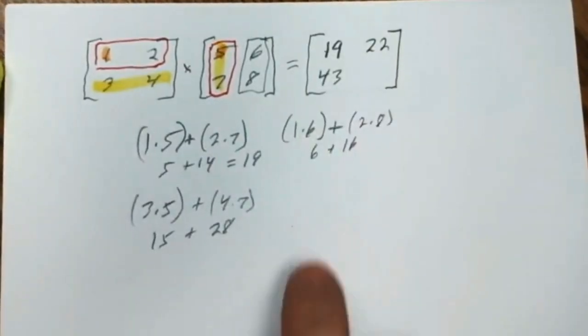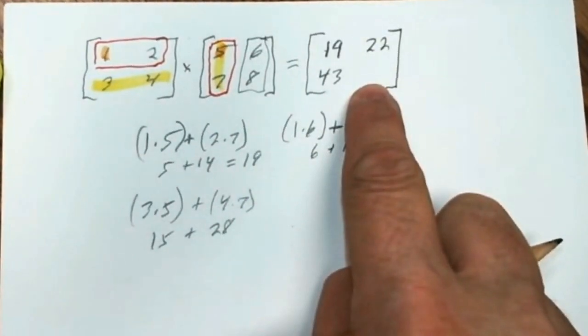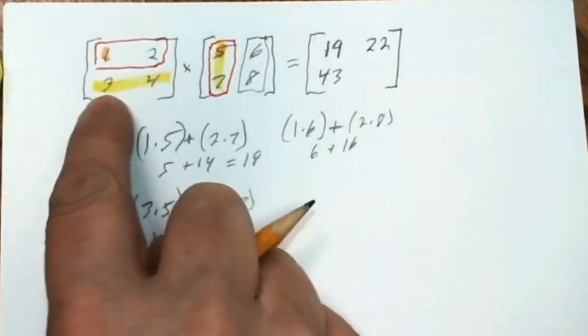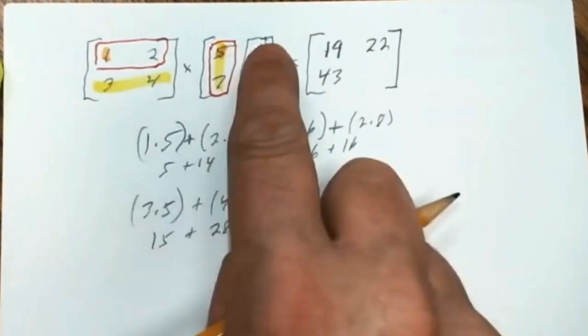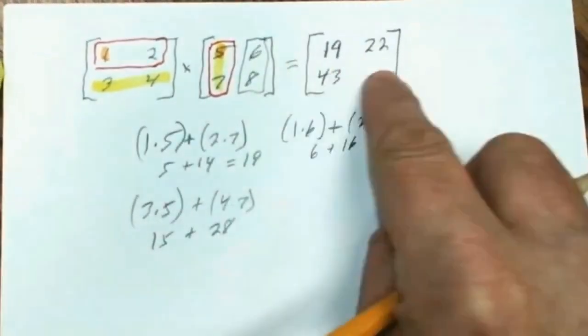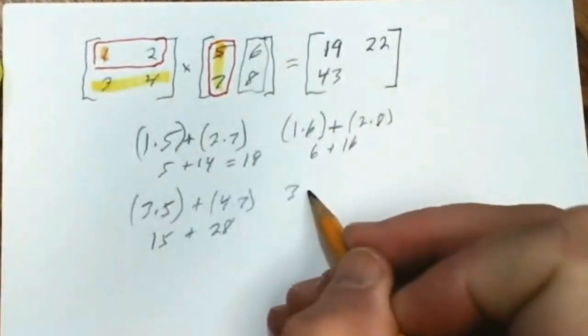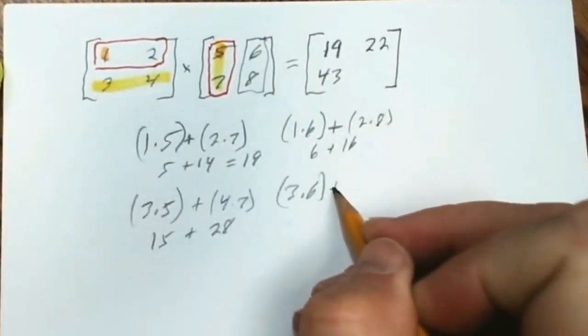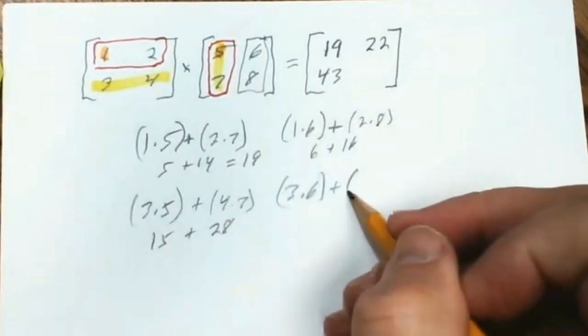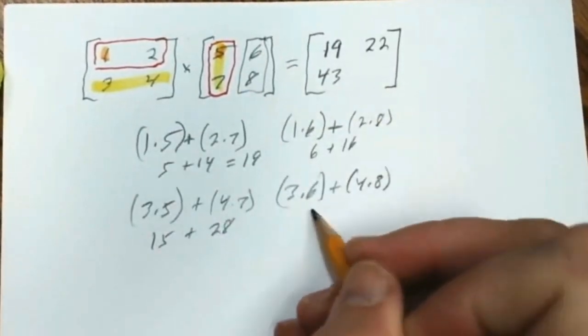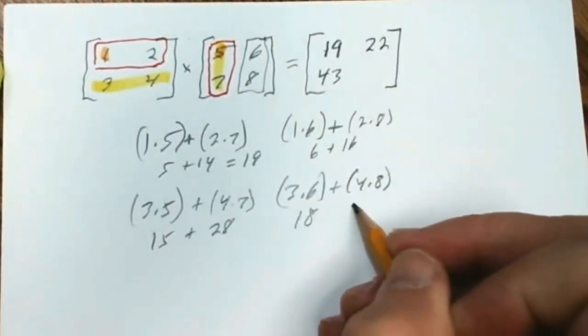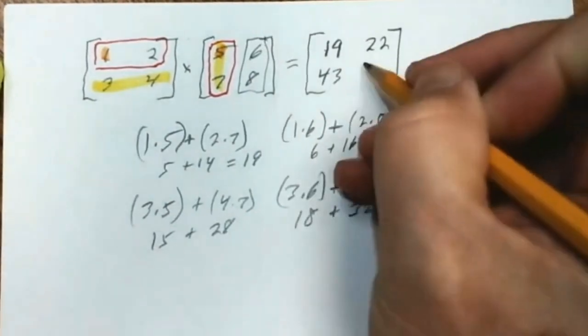Now this last one, as you would expect, we take the second row here and the second column to get the second row, second column answer. 3 times 6 plus 4 times 8. 18, 32.